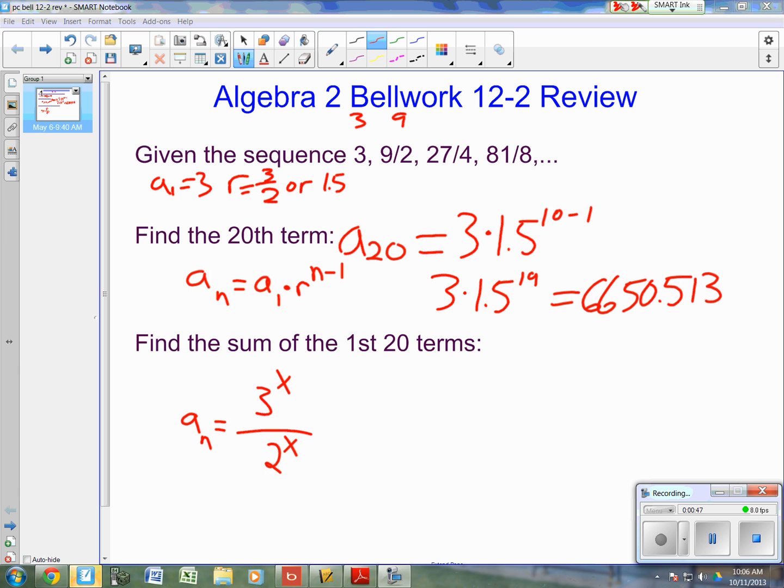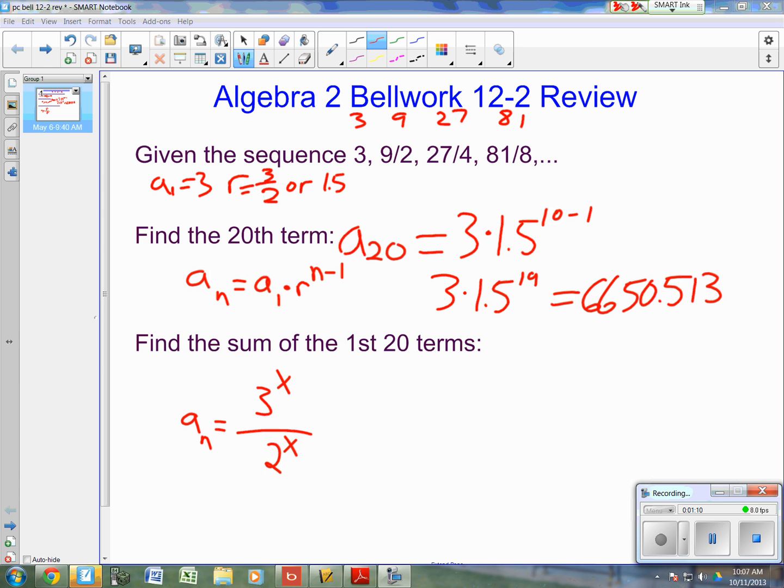then 9, then 27, then 81, right? So 3 to the 1 power is 3, 3 to the second power is 9, 3 to the third power is 27, 3 to the fourth power is 81. So 3 to the x power is the correct equation right there, yes? But when I did that and divided it in terms, I only got 64.6. It's because we did the 20th term, but it starts on 0.